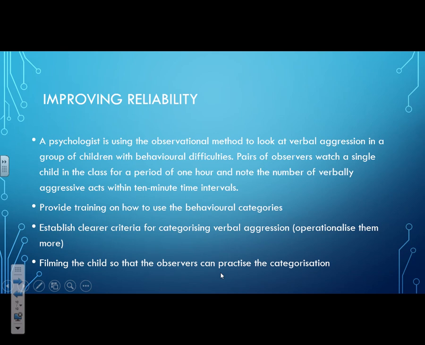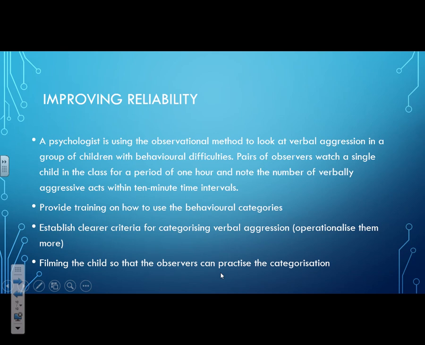Provide training on how to use the behavioural categories. To get enough marks you would need to mention provide training, but also what the training is on, so how to effectively use and understand the behavioural categories. Establish clearer behavioural categories, so we've talked about it lots, operationalise them to make sure they are distinct and they are observable. So make sure they are separate, they're not overlapping in any way, and that they are things that you can observe, so not emotions or something that's vague and unclear.